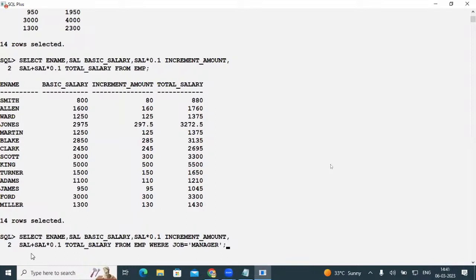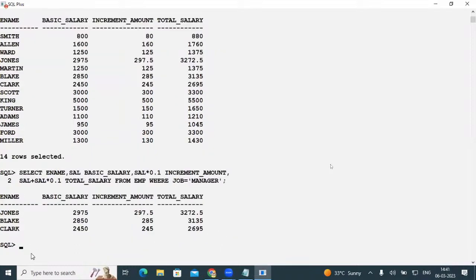So if I want to show the people's salaries, managers are 3 people: Jones, Blake and Clark. Their basic salary is 2975, then increment amount, total salary. One more manager, Blake, 2850 basic, 285 is the 10% increment and 3135 total salary. Like Clark, 245 and 2695. So if you want specific people, you can use specific people also.